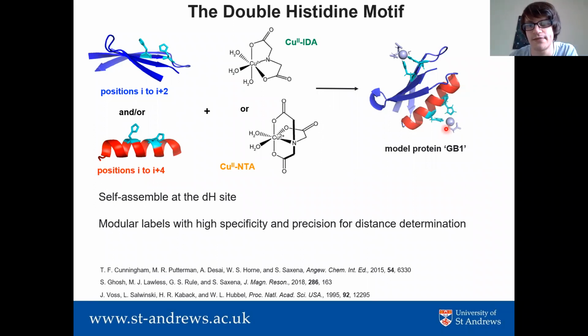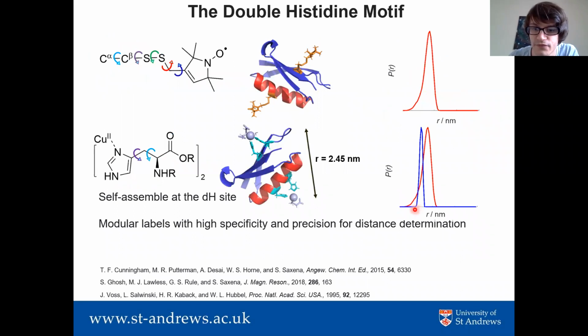So I've already touched on the fact that these labels are appealing because they're chemically orthogonal to nitroxides, for example. But another advantage is that they self-assemble, so they're genetically encoded, and this self-assemblage occurs on a reasonably short timescale. Now, they're also modular in their complexity, which means you can alter the configuration of the histidine residues that you're using or the nature of your chelating agent. But as I touched on in the previous slide, the main advantage of these spin labels is that they confer exquisite precision in the distance domain.